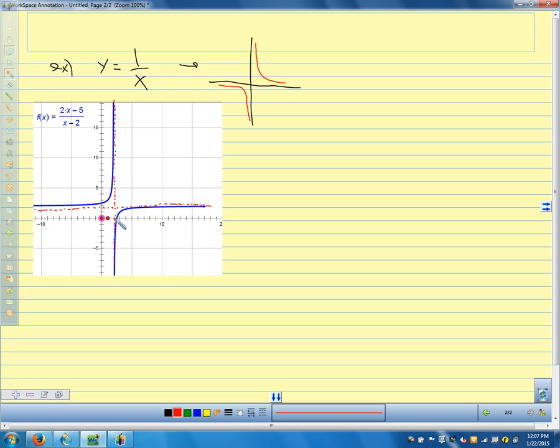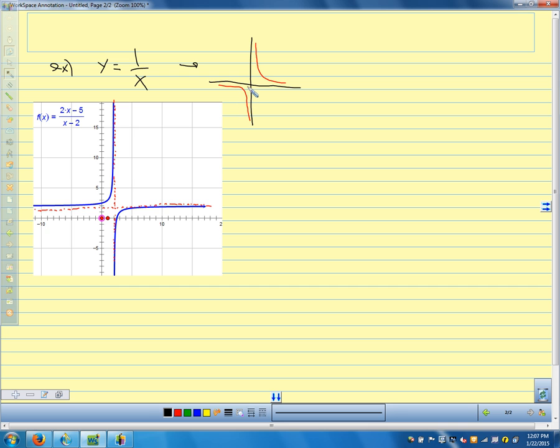Anybody see anything special about x equals 2 for this rational function? It makes the denominator 0. And then this horizontal line is at y equals 2, and we'll talk about how that happens in just a second. So we end up with asymptotes. Rational functions can have multiple vertical asymptotes. So our rational functions do all kinds of crazy things.